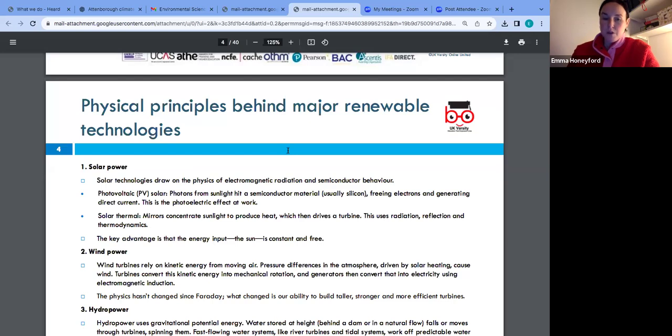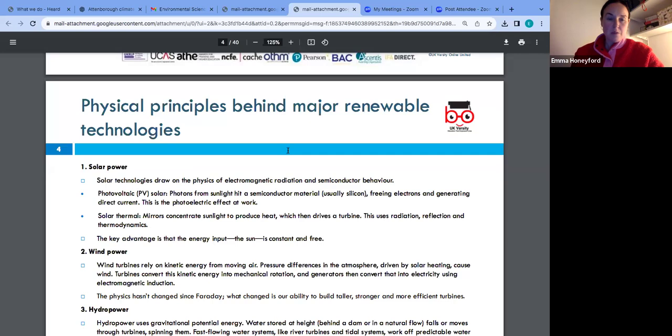Solar thermal. With solar thermal, mirrors concentrate sunlight to produce heat, which then drives a turbine. This uses radiation reflection and thermodynamics. The massive advantage of this type of renewable energy is that the sun is free, it's an unlimited resource, and it's there to be used. But there are many limitations of solar power as well, which we will go into later on.